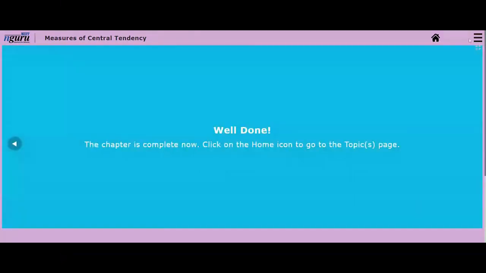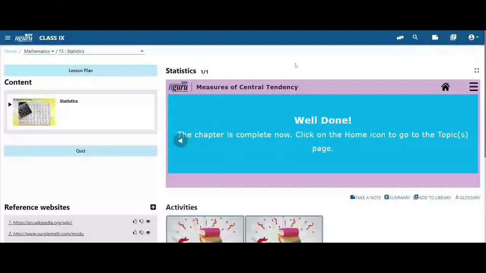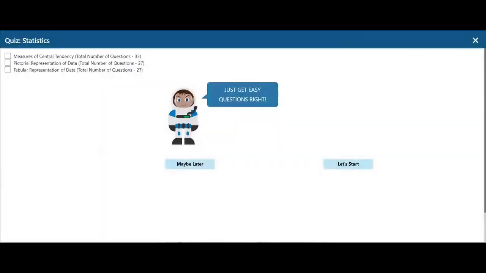Okay. So all are over. Shall we do a quiz? Yes, ma'am. Which one do you want? Measures of central tendency or pictorial representation? Measures of central tendency. Okay. So one by one, shall I call out? Yes, ma'am.